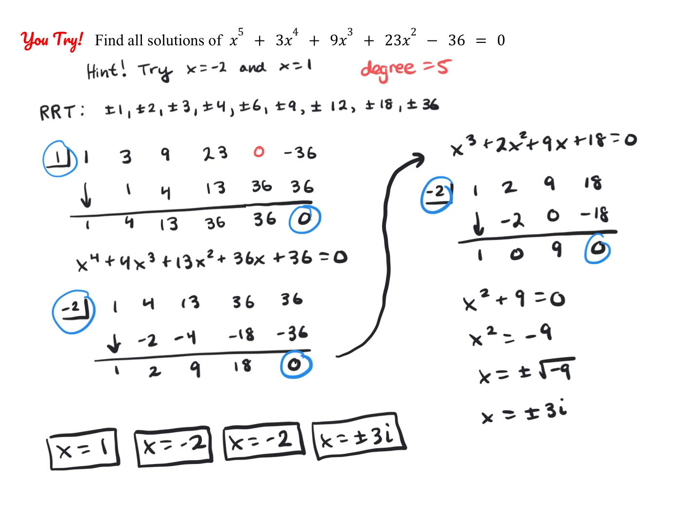And then I tried -2 again. Remainder is 0, so it's a solution. And I was left with x squared plus 0x plus 9, so x squared plus 9. Now, as soon as you get down to a quadratic, we should be able to finish solving completely on our own, without synthetic division. So this one, I just used the square root method. I isolated x squared, and then I took the plus or minus square root of both sides.